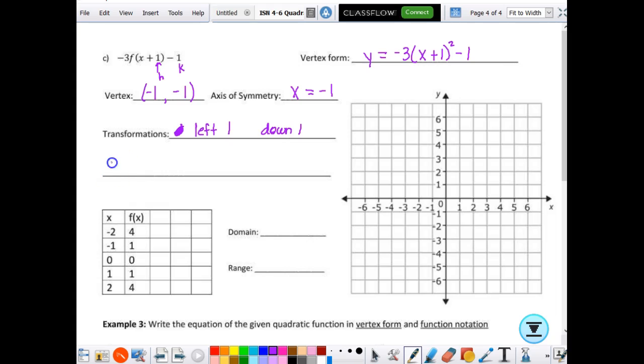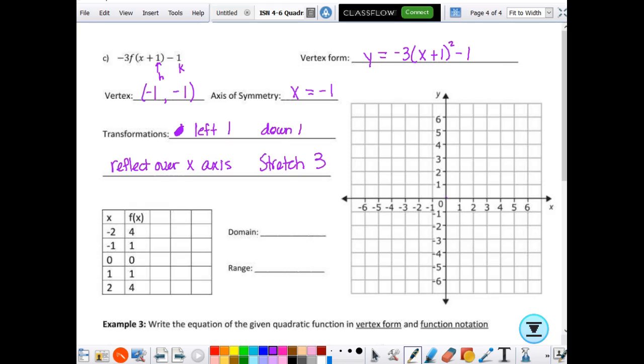The negative part is going to make it reflect over the x-axis, and it's going to make it stretch. It's bigger. 3 is bigger than 1, so it's a stretch by 3. Okay, here's where the parent function normally is. The parent function means nothing's been done to it yet. It's plain. Okay, let's graph that new vertex.